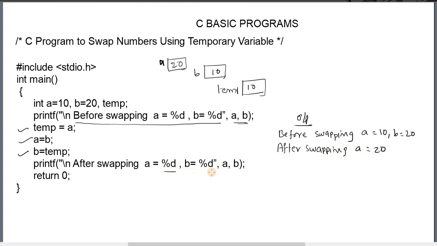Here in place of this percentage, there are two specifiers. In place of the two specifiers, we will get a b values here. Now a value is 20, b value is 10. After swap, a value is 20 and b value is 10. The before swapping, a value is 10 and b value is 20. Then return 0 is executed, then program is terminated.